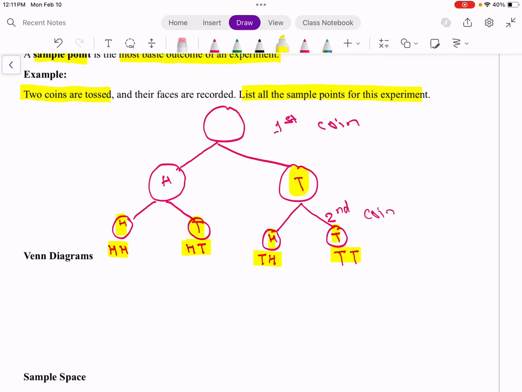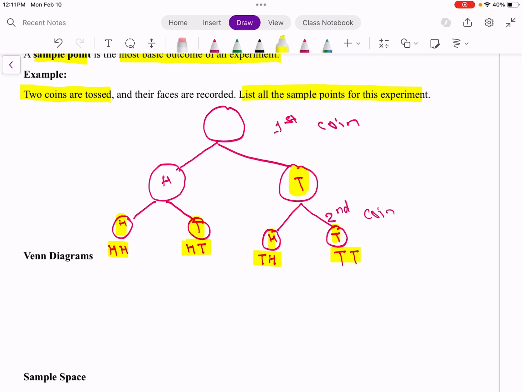And we use this tree diagram, or you can also use a table. The tree diagram really helps us to list the sample points. Now, does anyone have any question here? Now let's collect the sample points when we toss 3 coins.